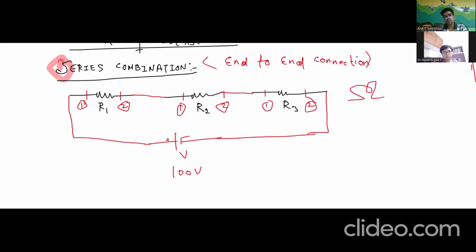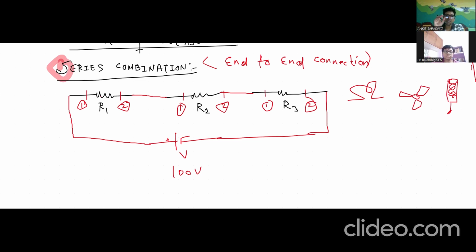R2 is a fan. And R3 is, let us suppose, one more tube light, any tube light. Clear? R1, R2, R3 are loads, or you can say resistors. Now you just tell me, when you connect these three loads in series combination with a 100-volt battery or cell, then what will happen? The bulb will glow, the fan will rotate, and the tube light will glow.